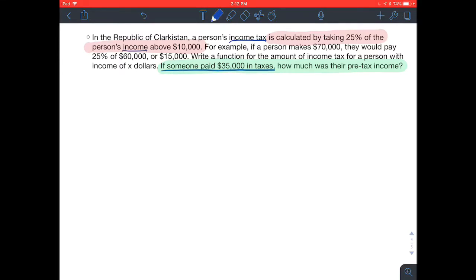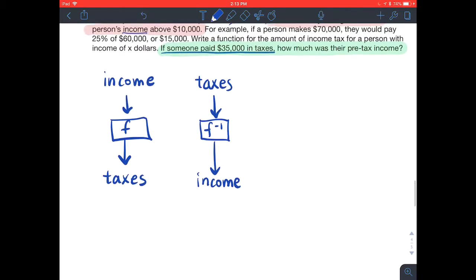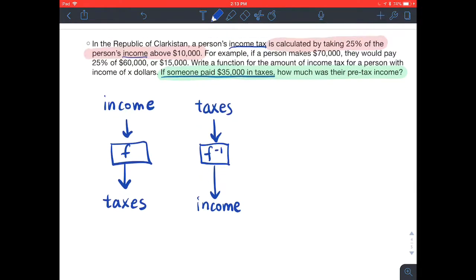Let's be clear what we're trying to find here. You could write a function f that takes income and outputs the amount of taxes that you need to pay. We want to come up with a function f inverse that takes in the amount of taxes that were paid and tells you what the income should have been. And these are going to be related in an inverse relationship.